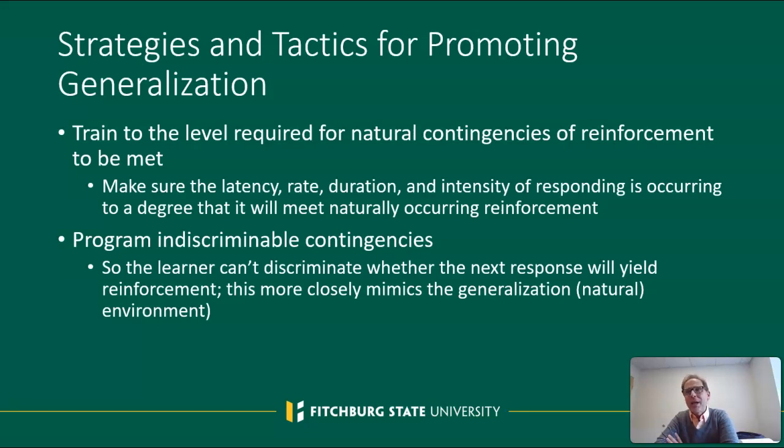Whereas if in the training environment we fade that reinforcement to some kind of a variable ratio, and the larger we make that variable ratio, now we're getting towards an indiscriminable contingency. The learner can't discriminate whether reinforcement is coming for the next correct response. And because we do that, when reinforcement doesn't occur every single time in the generalization environment, that's okay. The learner is likely to persist and will be more likely to contact reinforcement at the natural schedule within which it's occurring.